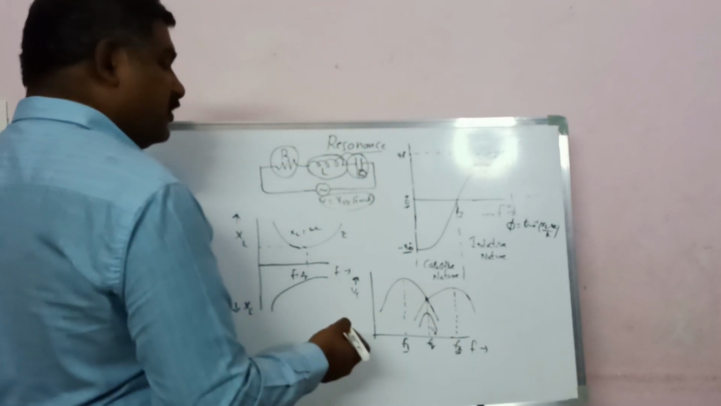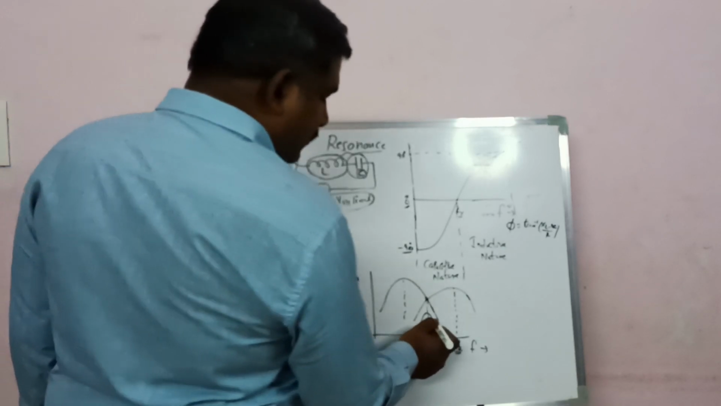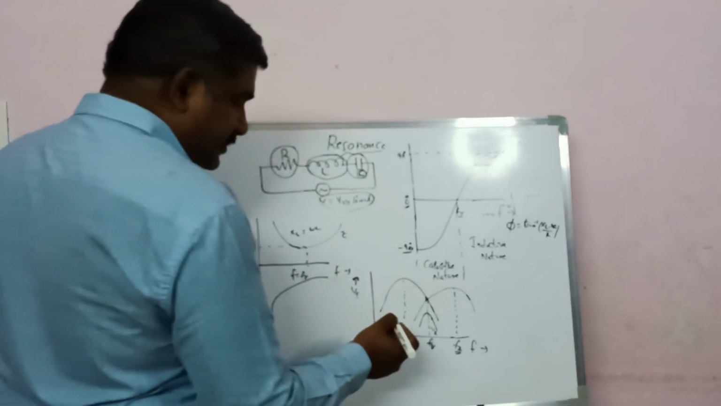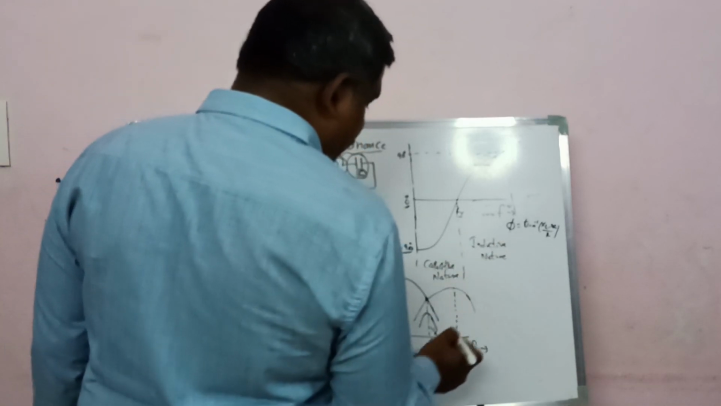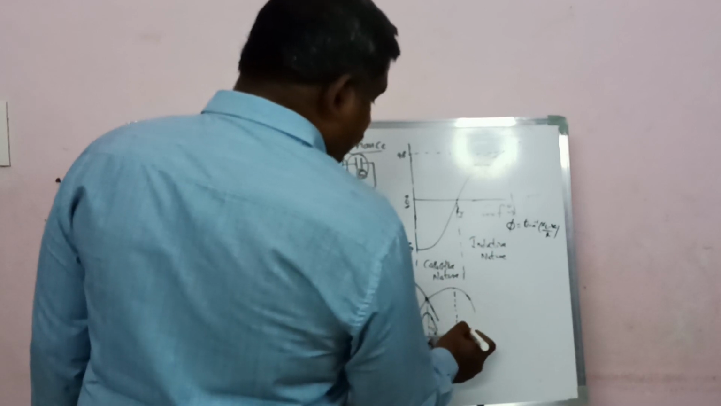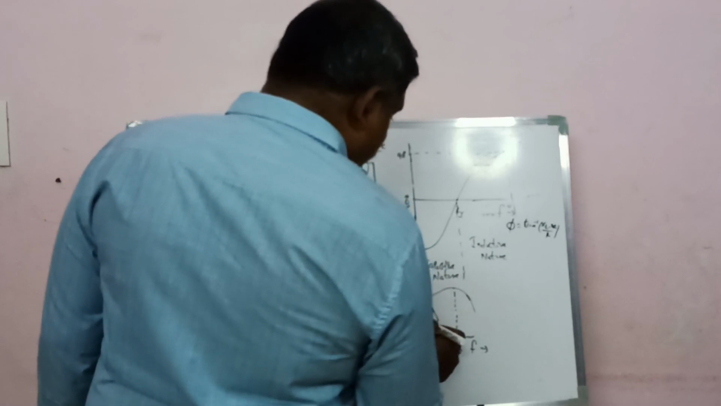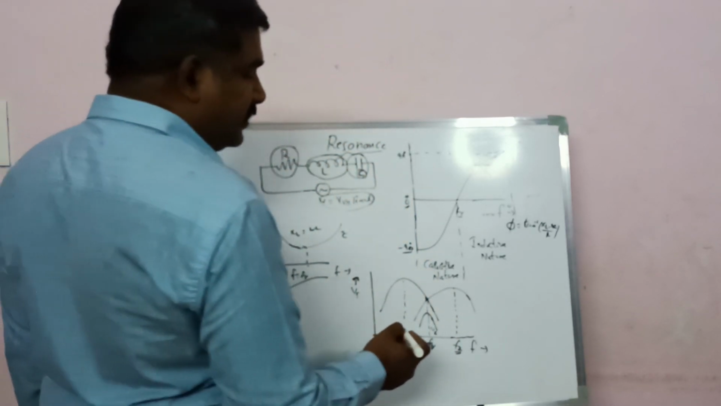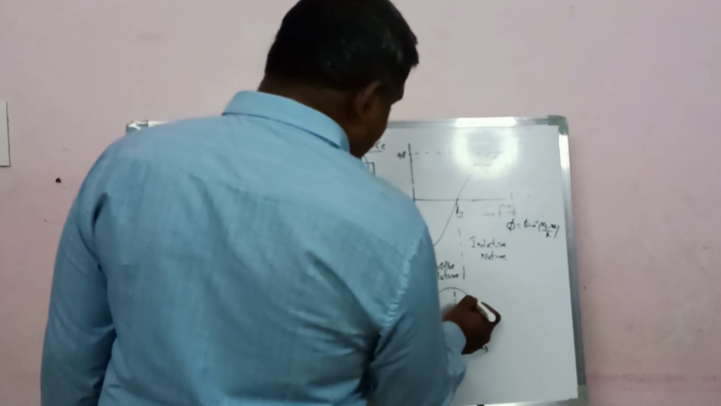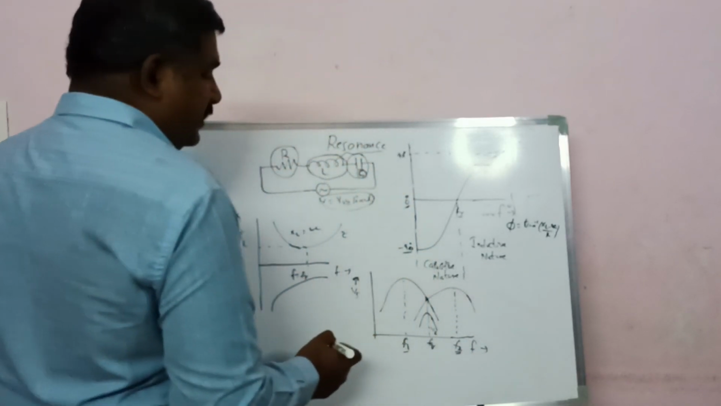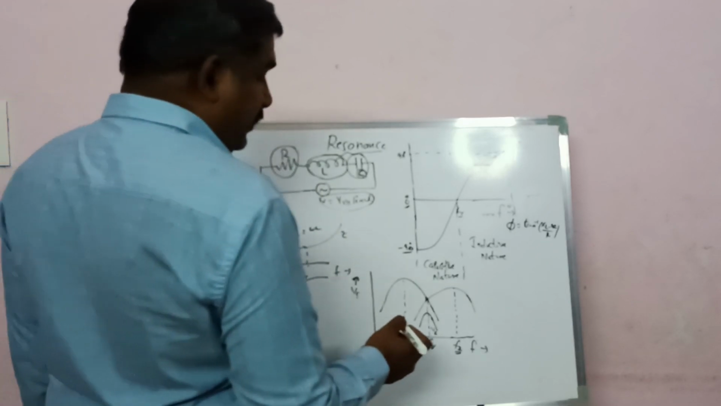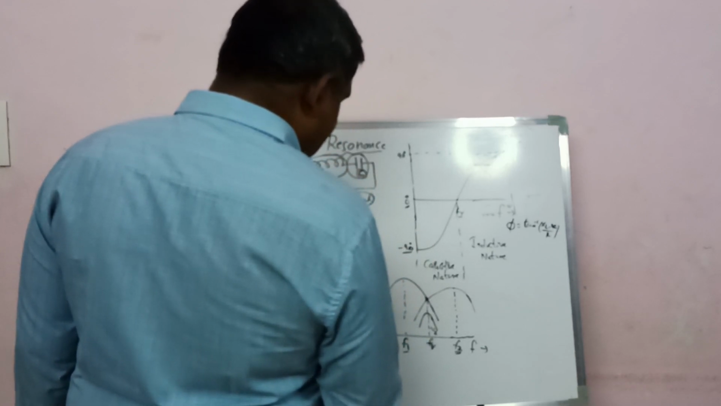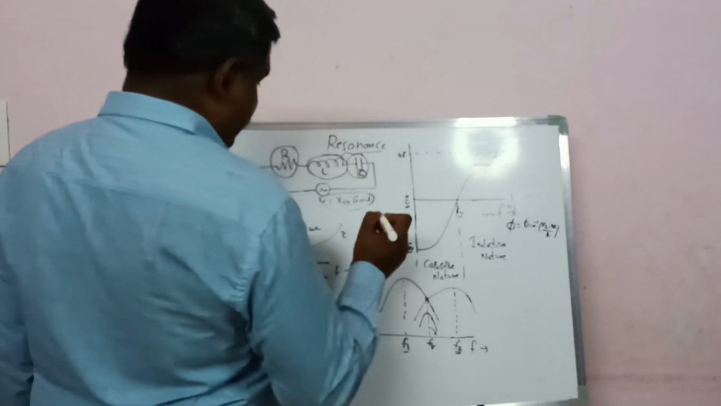And apart from that, the voltage across the resistance will also become zero, thereby reducing the IR drop across the resistance. Similarly, the voltage drop across the inductance will also be reduced, and the voltage drop across the capacitance also reduces. But the voltage that the source applies will remain.